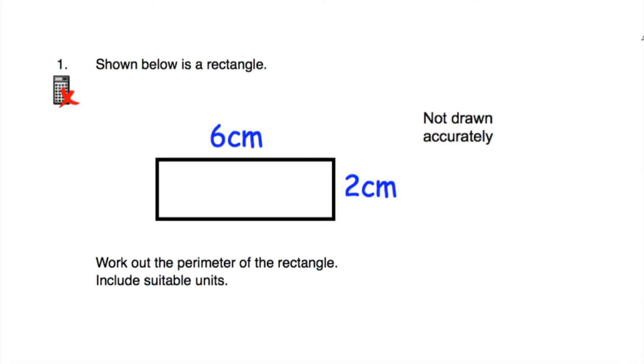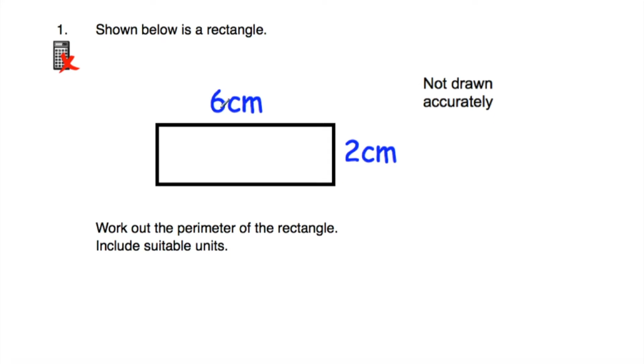So question number one, we've been given a rectangle. The length of the rectangle is 6 centimeters and the width of the rectangle is 2 centimeters. And we've been asked to work out the perimeter of the rectangle and to include suitable units. So remember, to find the perimeter of a shape, we find the distance around the outside of the shape. So if we start here, we would do 6 centimeters plus 2 centimeters plus another 6 centimeters, because obviously if this is 6 centimeters, this length down here would be 6 centimeters, and then plus another 2 centimeters.